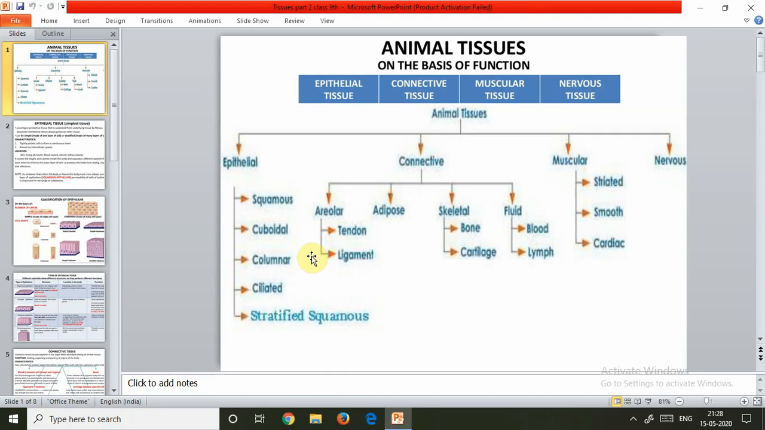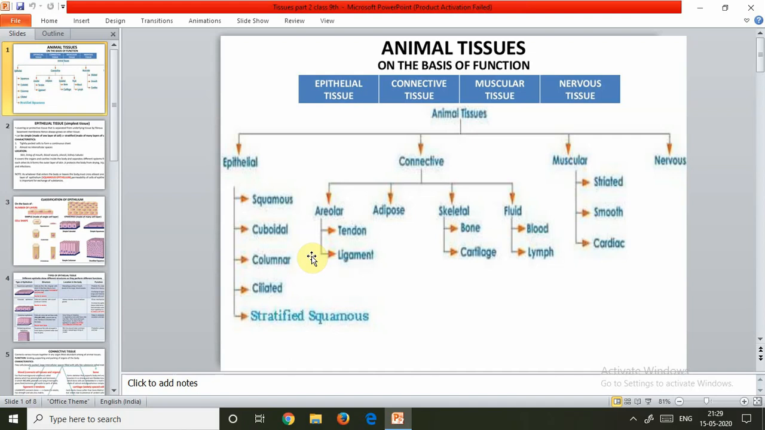Now again, the epithelial tissue is divided into squamous, cuboidal, columnar, as well as ciliated, and the stratified squamous tissues. Now the connective tissue, what is it divided into? The areolar and the adipose, then comes the skeletal and the fluid. So the skeletal consists of the bone and the cartilage that provides a framework to our body. Then the fluid, it comprises of the blood and lymph.